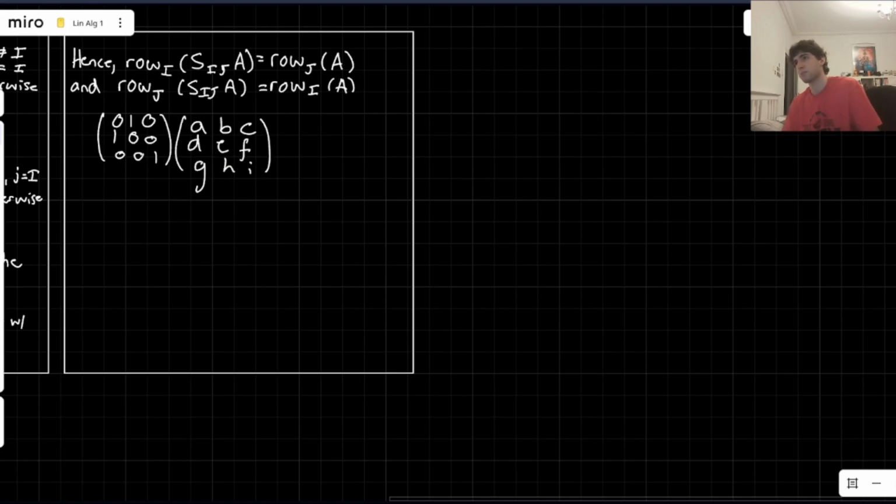What's actually in the matrix doesn't matter, but you can see what's going to happen. When I multiply this matrix, effectively I dot each row with each column of the matrix capital A. So with this first row here, we're going to dot that with each of the individual columns of capital A. If we do that, we get 0 times A, so that's 0, plus 1 times D, that's D, plus 0 times G, that's 0.